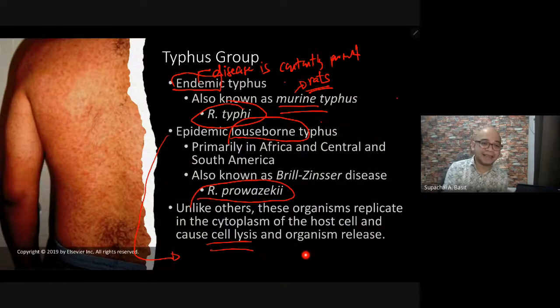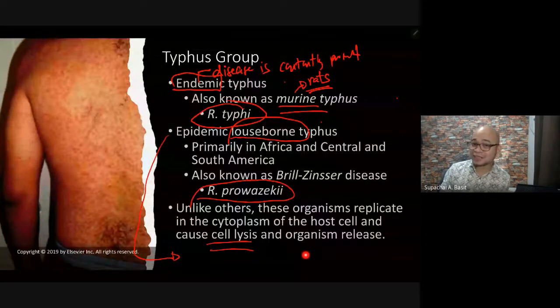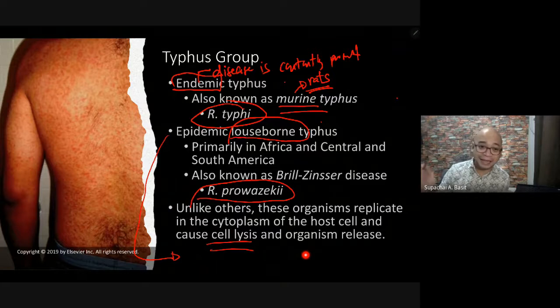Okay, typhus. And take note that typhus is different from typhoid. Typhoid is caused by Salmonella. Typhus is caused by the different species of Rickettsia.